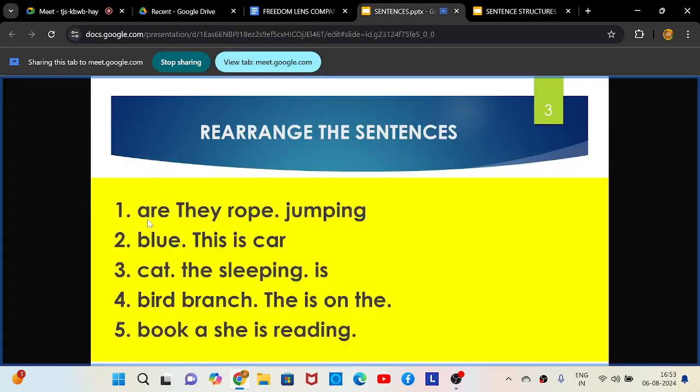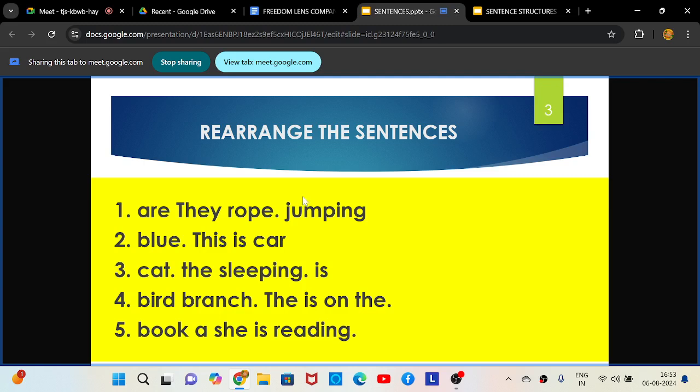So this is how we are rearranging sentences. Now you can see, if I write "are they jumping rope," it is not a meaningful sentence. "They are jumping rope" is the only meaningful sentence. Similarly, "this is blue car"? Only if I write it properly will it become meaningful. If I write "cat, the sleeping is," it cannot be meaningful. If I write "the cat is sleeping," then only it becomes a meaningful sentence. Same is the case with the fourth and fifth sentences also.